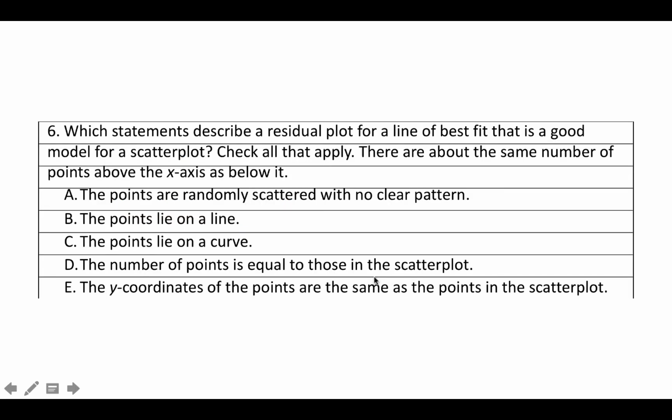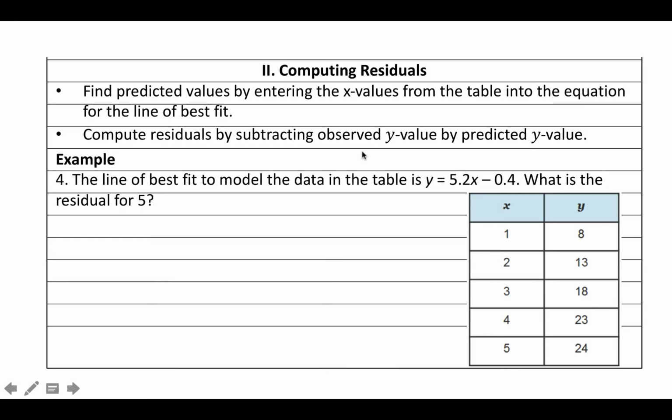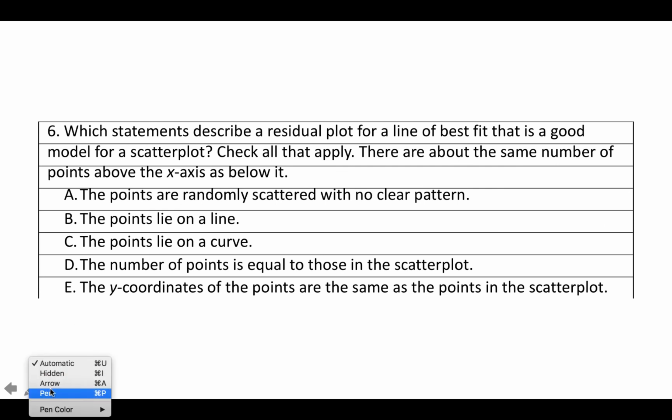Okay. Which statement describes a residual plot for a line of best fit that is a good model for a scatter plot? Check all that apply. There are about the same number of points above the x-axis as below. That should have been true. That should have been an option. So that should have been an A. We'll make this a B, C, D, E, and F.